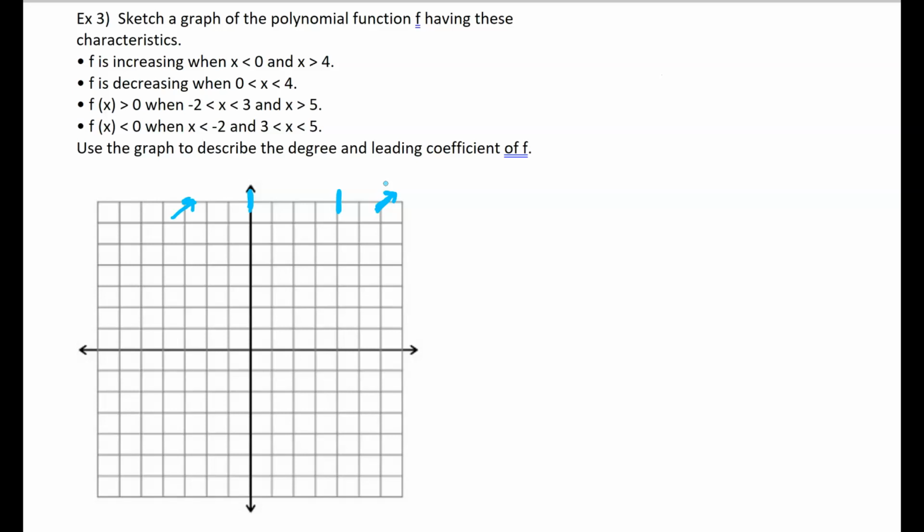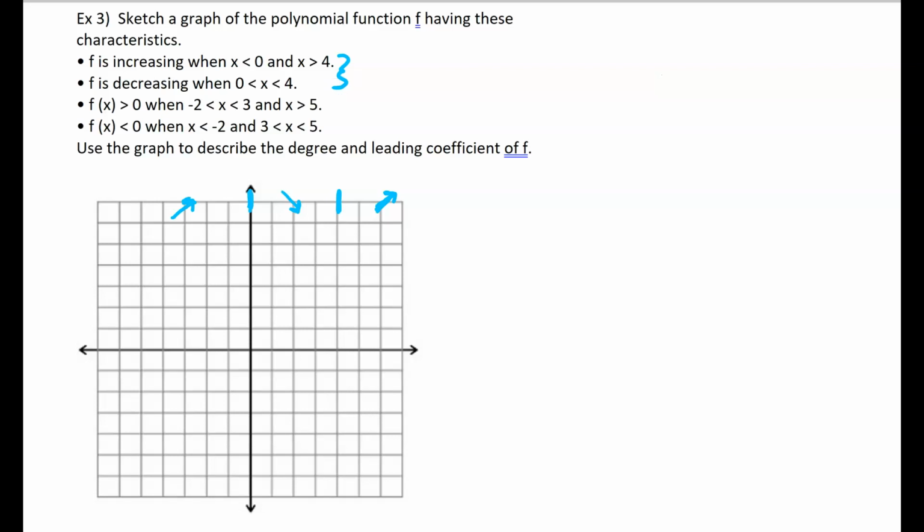Wait, does it say it's decreasing? On the next one. The next one is decreasing. So the next bullet point says f is decreasing when x is where? In between 0 and 4. So now I'm going to draw a little down arrow here. Why did you know that it's a down arrow? Because when we talk about increasing or decreasing, just like we read from left to right, we're looking at what's happening when we start from the left and move to the right. Okay, so that takes care of this part here.